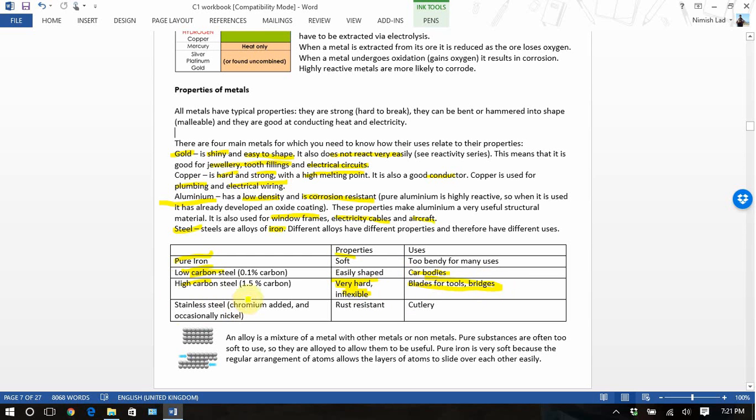Stainless steel, so that's where you've added chromium and nickel to it. It's rust resistant. It will not rust. Okay, so it's very useful for cutlery.